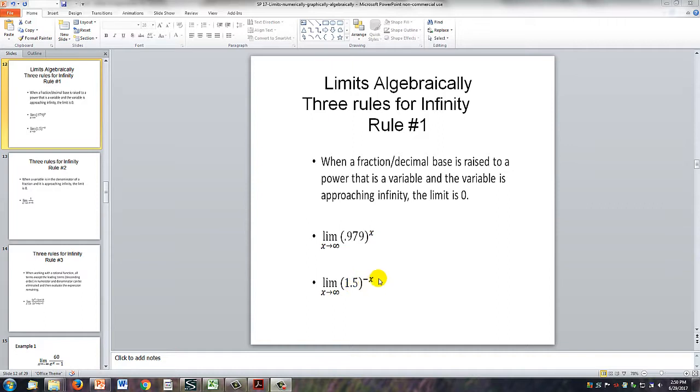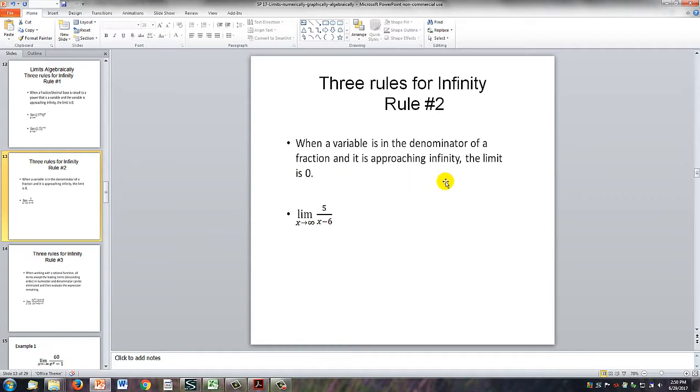Eventually, it's going to go to 0. Here's rule number 2. When a variable is in the denominator of a fraction and it is approaching infinity, the limit is 0. So we have a constant 5 over x minus 6, and we want to find the limit of 5 over x minus 6 as x approaches infinity.